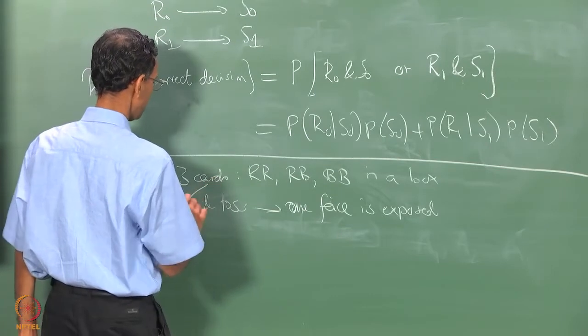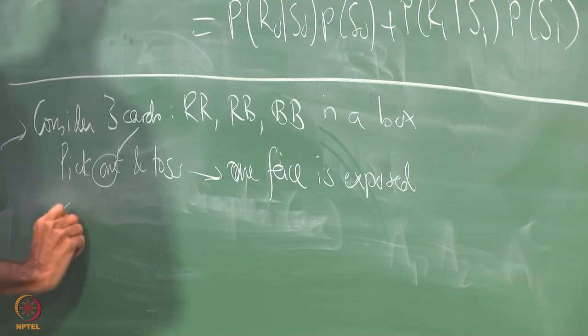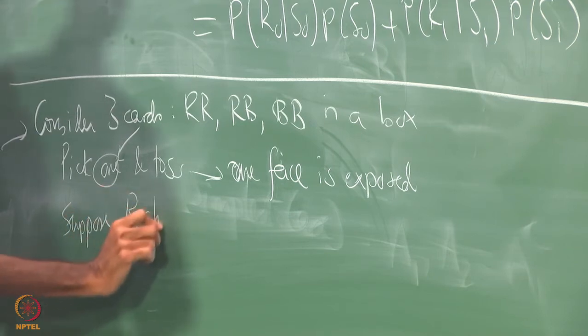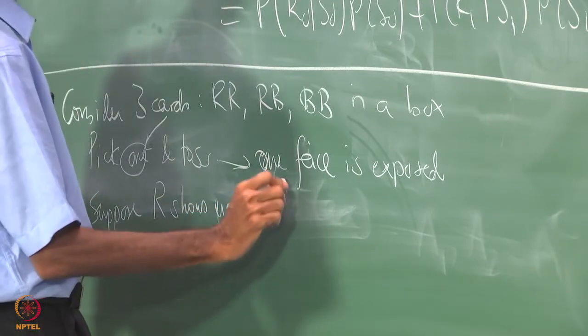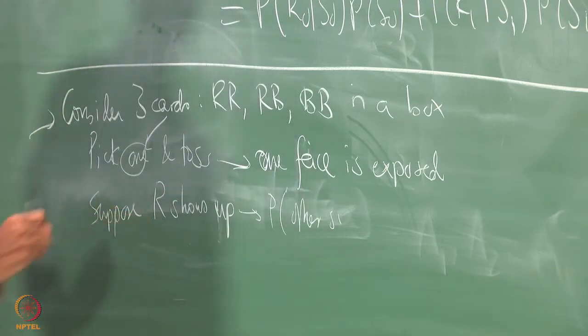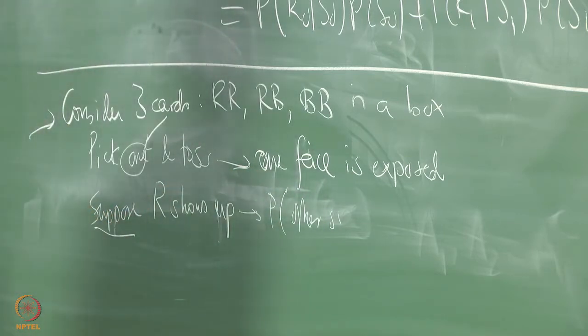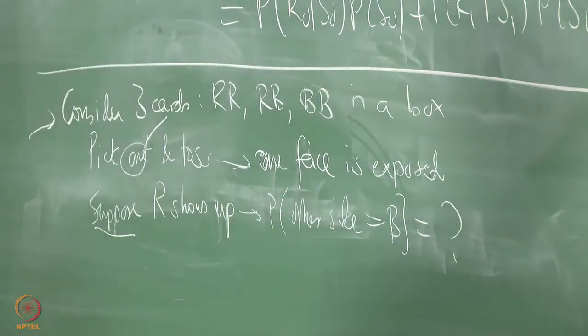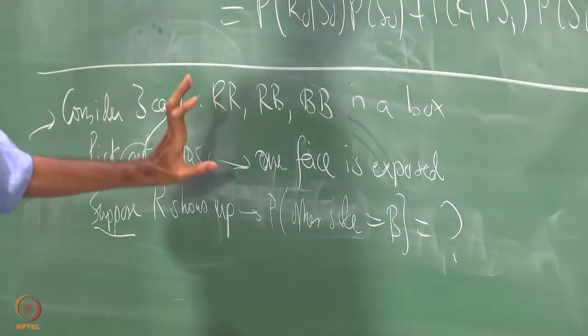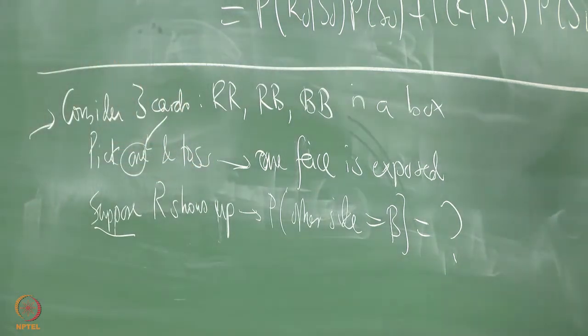Pick one card and toss, one face is exposed. Suppose R shows up. Then we want the probability of the other side. Given when someone says suppose, that is the conditioning event. So this is the situation we want to analyze more formally, rather than simply trying some informal arguments. Before we even assign probabilities, we have to write the sample space of the experiment carefully, that is the fundamental starting point.